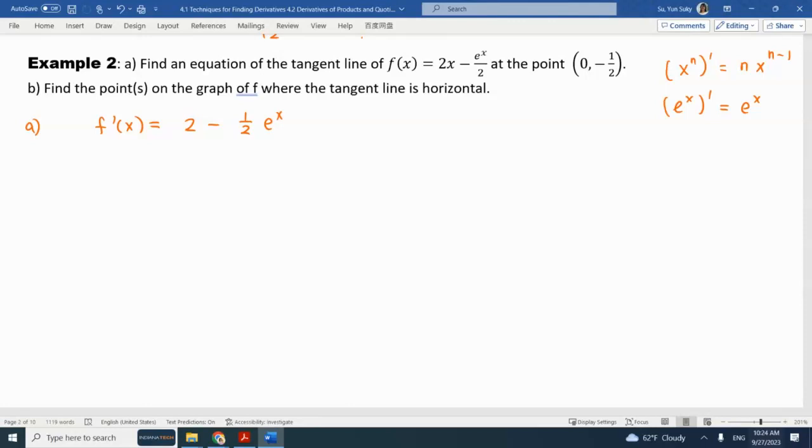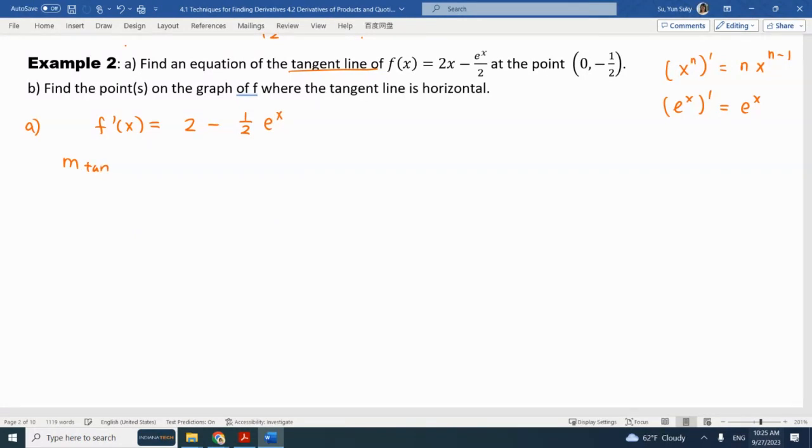Typical mistakes. Sometimes students get confused between the power rule and the exponential function. They think the derivative is e to the x minus 1. No, don't do that. It's the same function, e to the x. You don't subtract 1 from the exponent. Is that clear, everybody? Yeah, be careful.